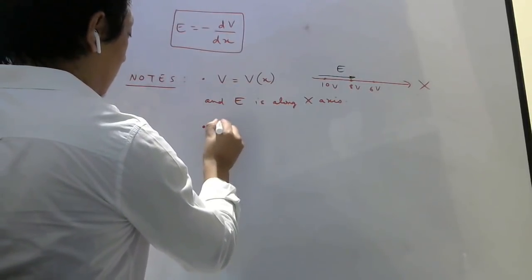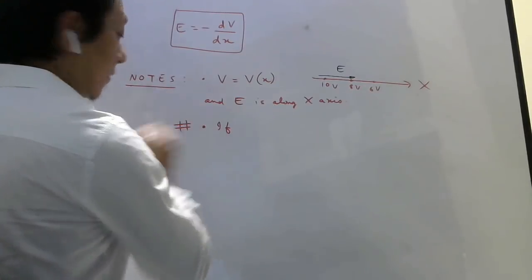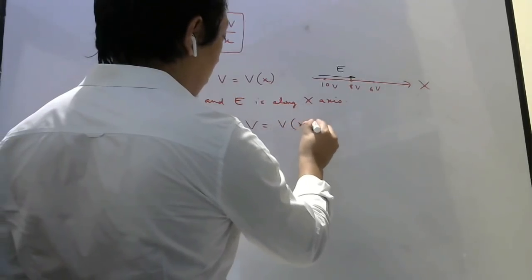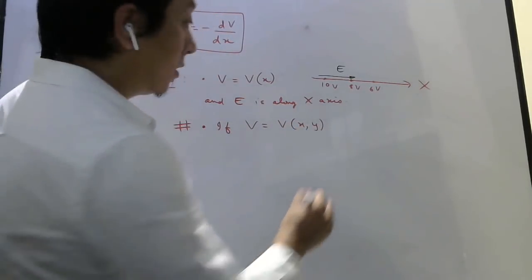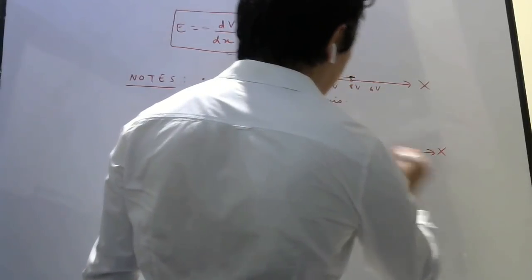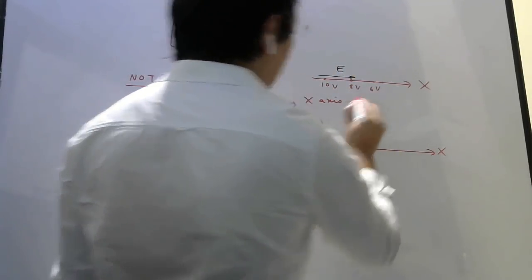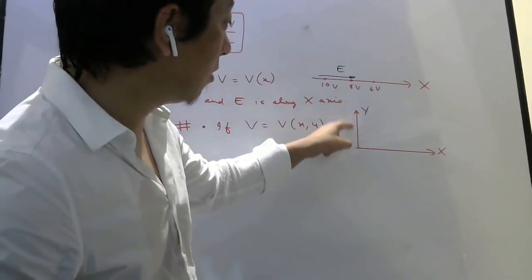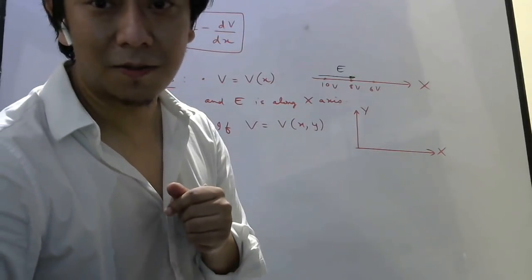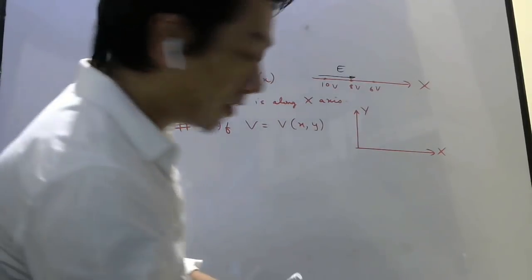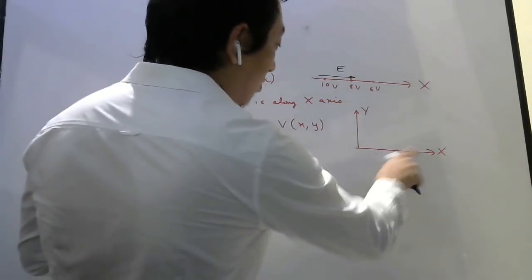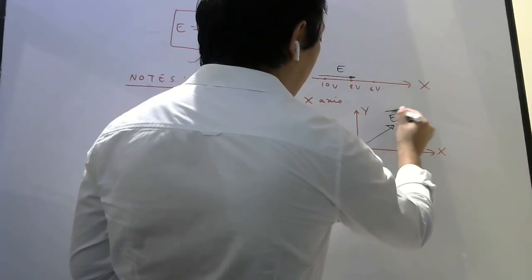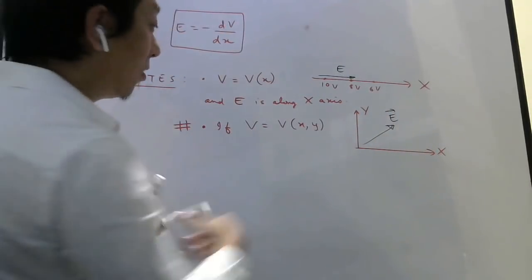If this is for your entrance, look carefully. If potential is a function of x also and y also, that means this is my x, this is my y, and when I move along x, potential changes, and when I move along y, potential changes. Then you know that in that case your electric field should be here also, here also. That means your total electric field will be somewhere here. So now your electric field will not be along the x-axis.